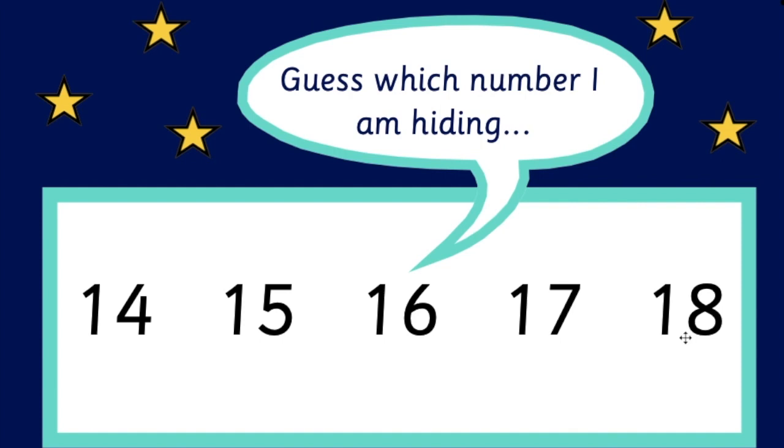If you'd like to practice playing this game a little bit more, ask your grown-ups to write down a series of numbers and then you can design an alien to put over the top of one of the numbers and then you need to guess which number is hidden. You might decide to play this now or you can carry on watching the video and play this game later on. Let's find out what our next challenge is.